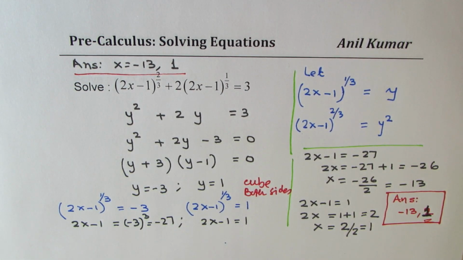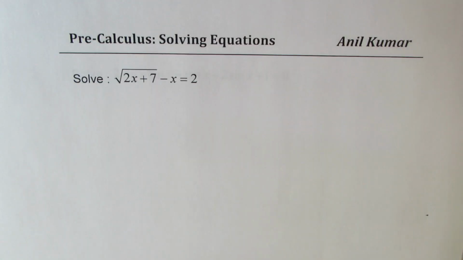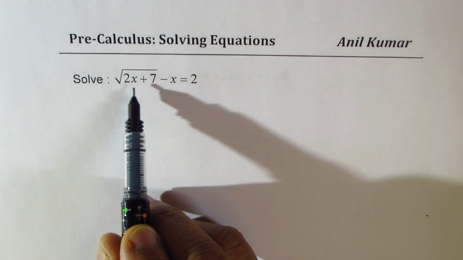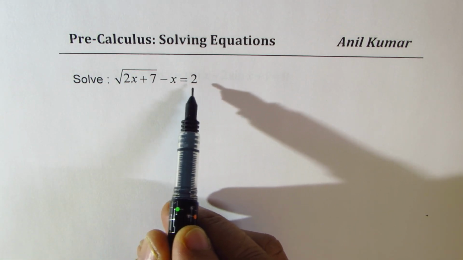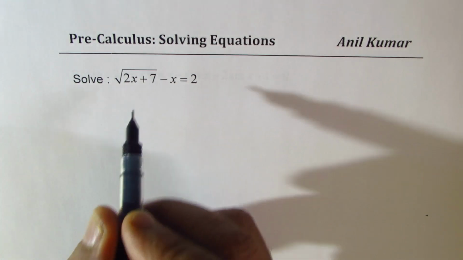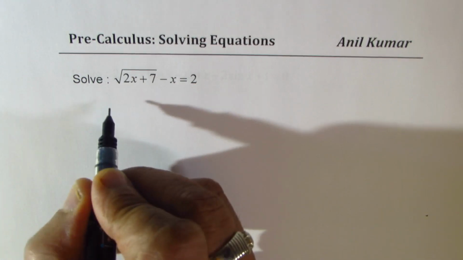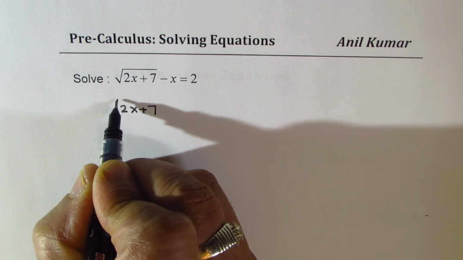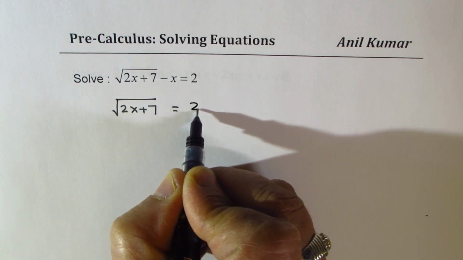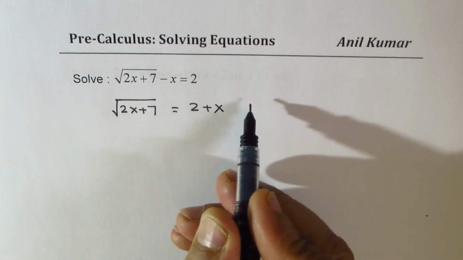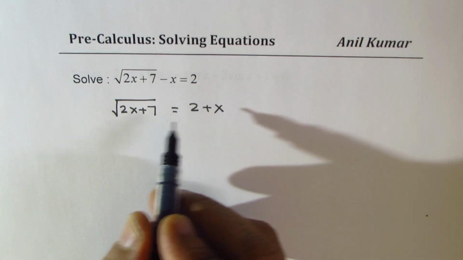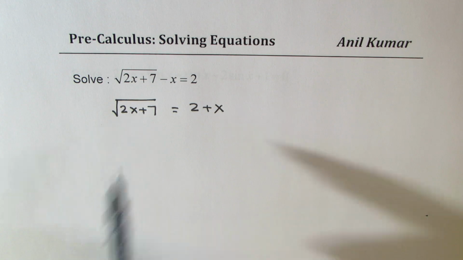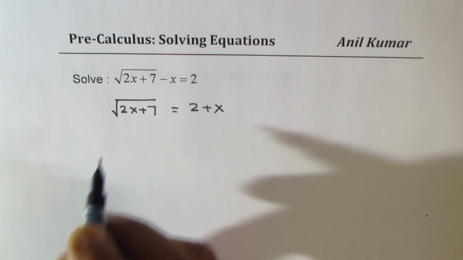Now let's move on and take the next example, which is again a square root function. Square root of 2x plus 7 minus x equals 2. Now to solve such equations, we could take x to the other side. So we get square root of 2x plus 7 equal to 2 plus x. And now we can square both sides. When you square, you can introduce errors, so here you should definitely check, correct?